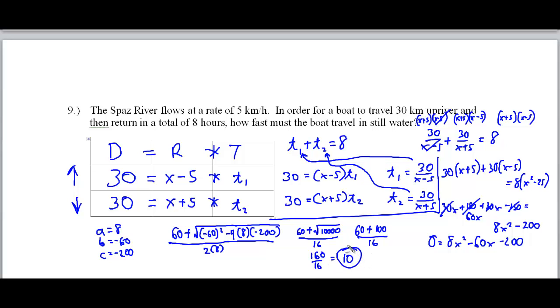Your answer for x is 10. So going up the river, you would be going 5 kilometers an hour, and going down the river, you'd be going 15 kilometers an hour. But the question just asked, how fast must the boat travel in still water? And that right there would be 10 kilometers per hour. Let's look at problem 10.